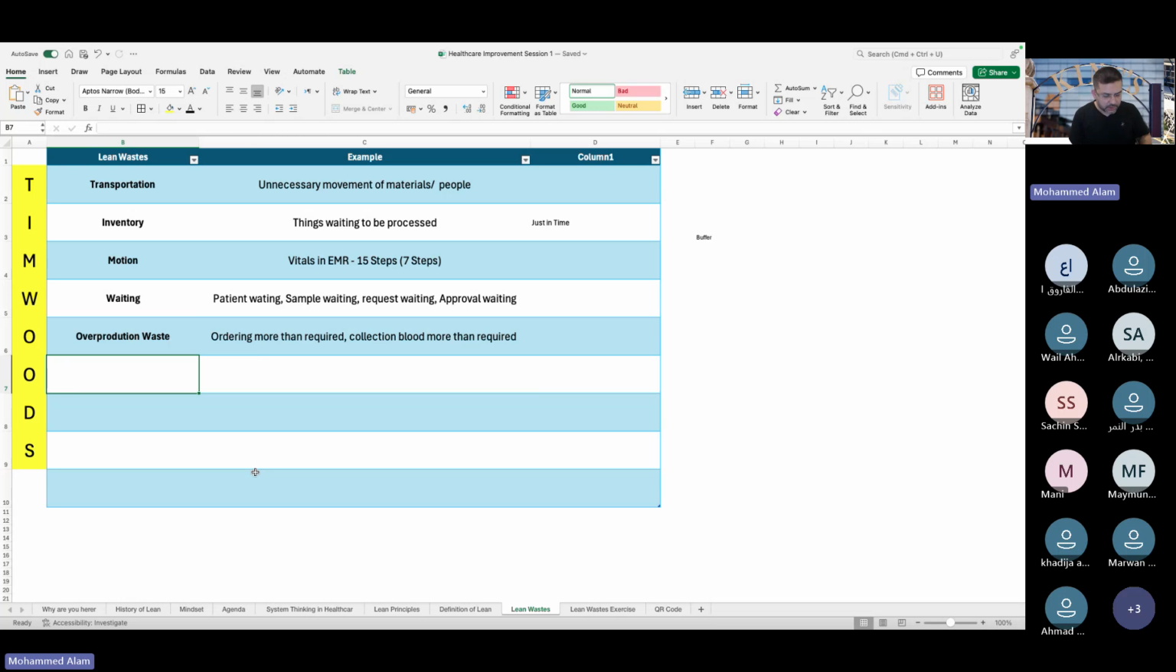What is the next waste? Overprocessing. What is overprocessing waste? Like using complex methods.